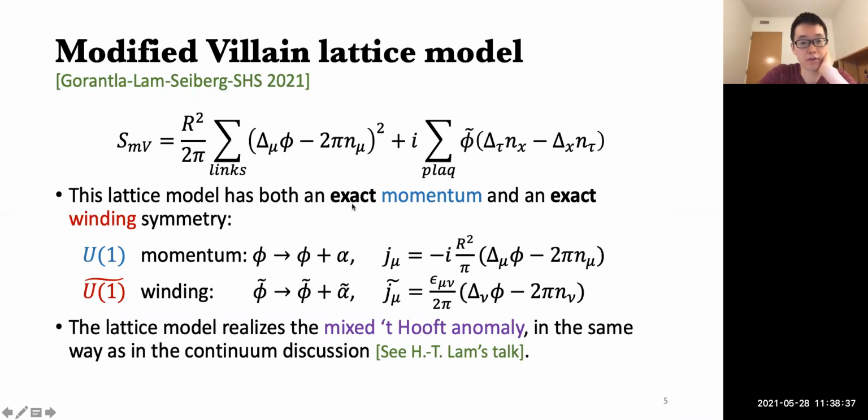This lattice model has both an exact momentum U(1) symmetry, which was already there in the original XY model, but also an exact winding symmetry. The momentum U(1) symmetry just shifts the phi variable by a constant. The novelty is that there's also an exact winding symmetry that shifts the Lagrange multiplier field phi tilde by a constant. These are their corresponding Noether currents on the lattice. Since the lattice model has both U(1) symmetries, it realizes the mixed 't Hooft anomaly in the same way as in the continuum discussion.